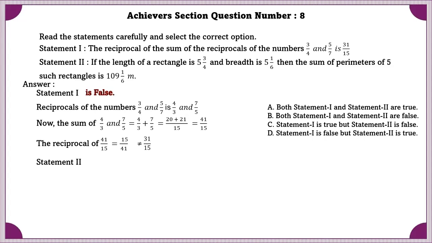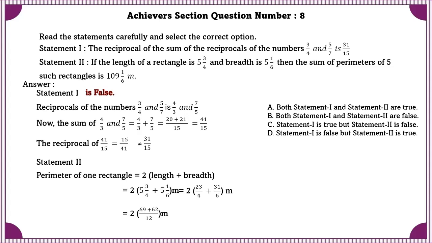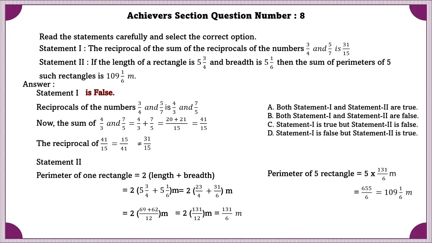Statement 2. If the length of a rectangle is 5 3 by 4 and breadth is 5 1 by 6, then the sum of perimeter of 5 such rectangles is 109 1 by 6 meters. Perimeter of one rectangle is equal to 2 into L plus B. That is 131 by 6 meters. Now, perimeter of 5 such rectangles is equal to 5 into perimeter of one rectangle, that is 109 1 by 6 meters. Now we can conclude that statement 1 is false but statement 2 is true.